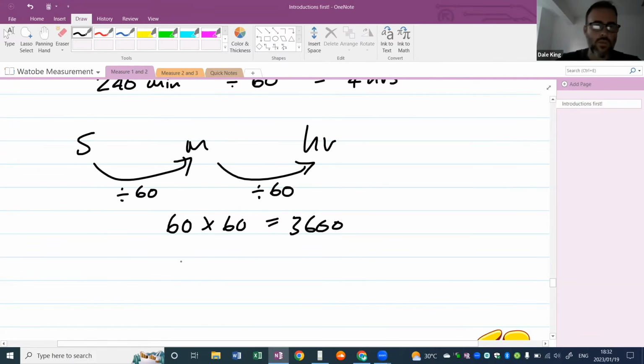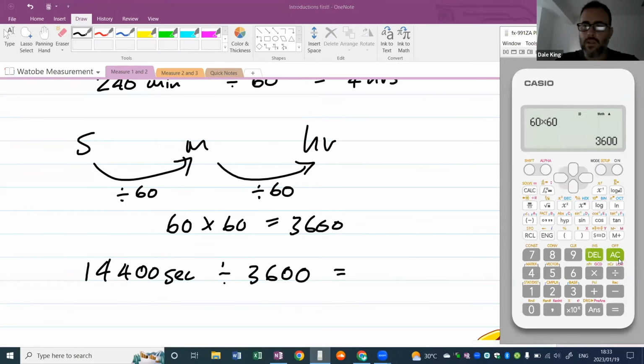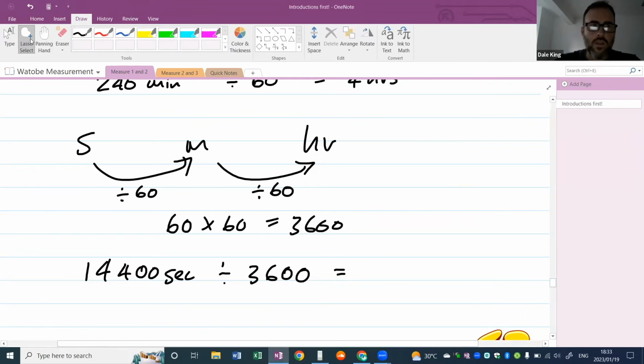So what if we took our 14,400 seconds and divided by 2 60s? Because 3,600 is 60 times 60. Let's see if we get the same answer. So 14,400 divided by 3,600. Aha, you do. So if you know this, you can do this in one step.